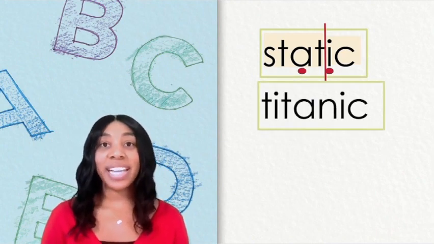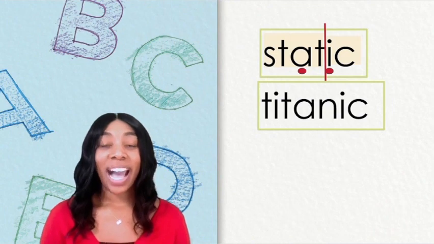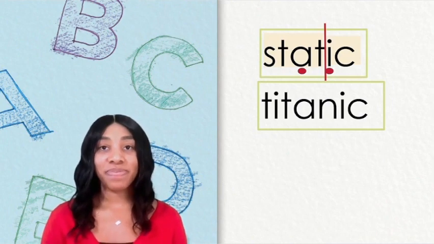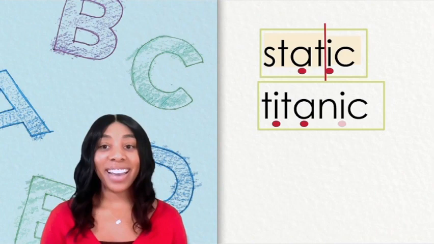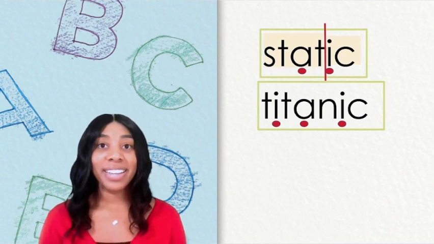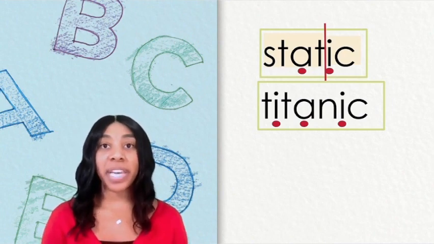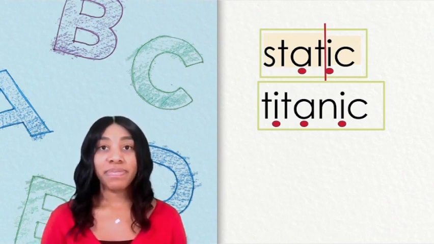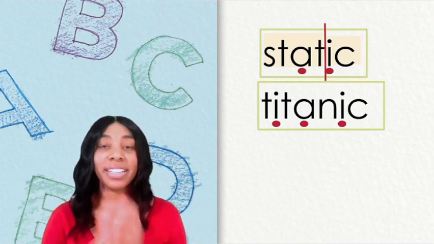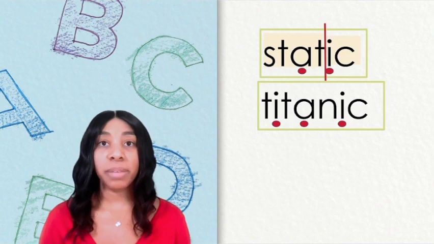Let's try another. We have the word Titanic. I want you to yell out all of the vowels you see in the word Titanic. We have I, A, and I. Now I want you to clap out the word Titanic to see how many syllables we have. Titanic. We have 3 syllables.